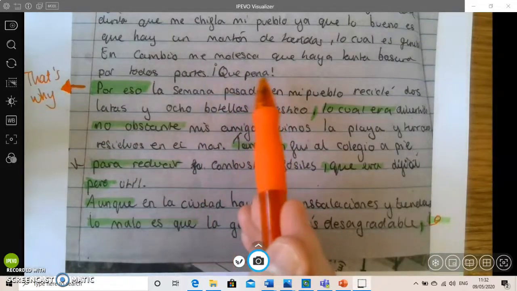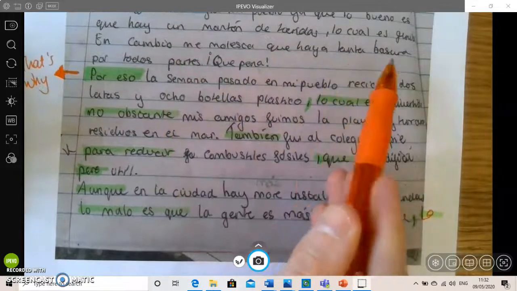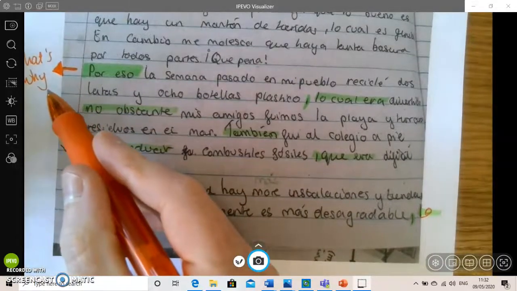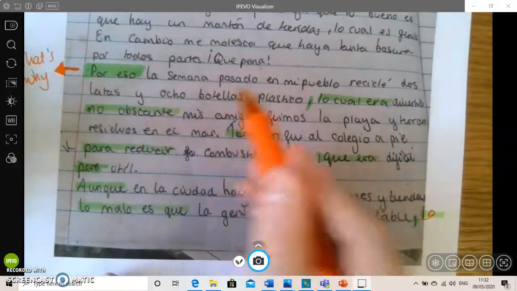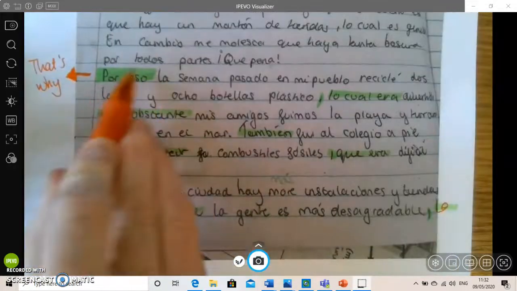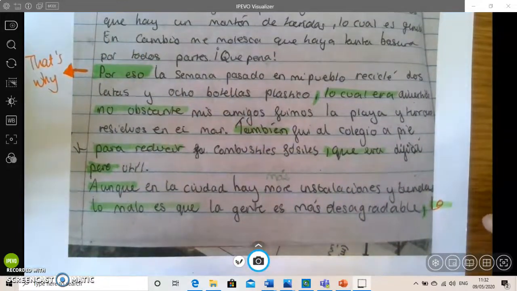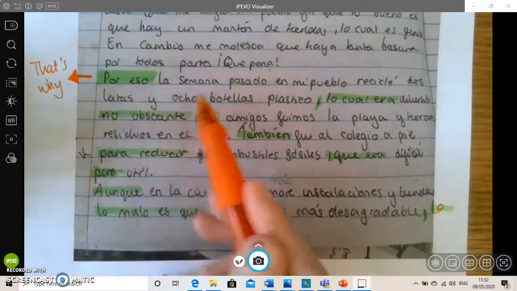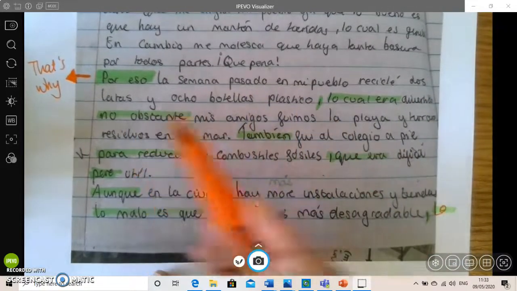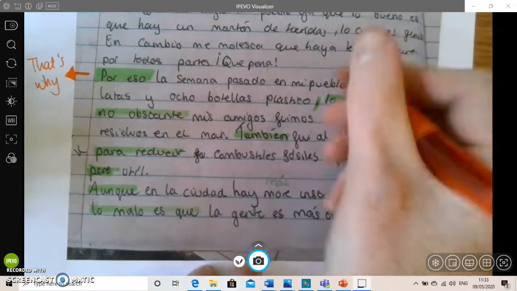So that's where we finished our model together. She then links by saying, "Así que aquí, hay mucha basura en todas partes, qué pena." She doesn't just say last week, she starts with, "Por eso la semana pasada hice esto." It links the two paragraphs together. So this is one expression you can use at the beginning of a new paragraph to link to the previous one. And rather than just say, last week in my town I recycled these things, full stop, then we did this, it's linked. There isn't a full stop, it's not a short sentence, there is a comma.